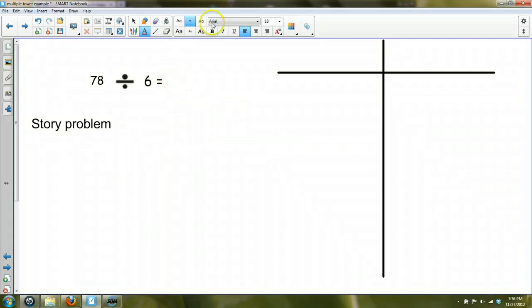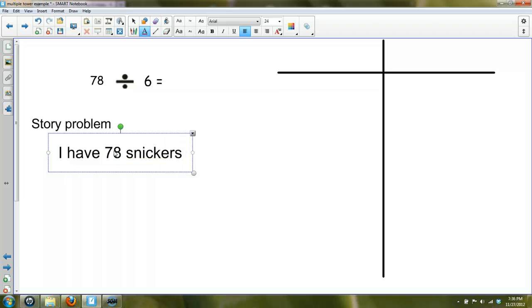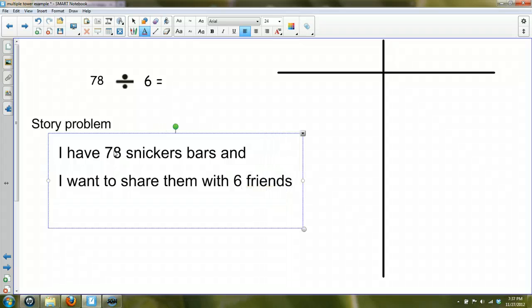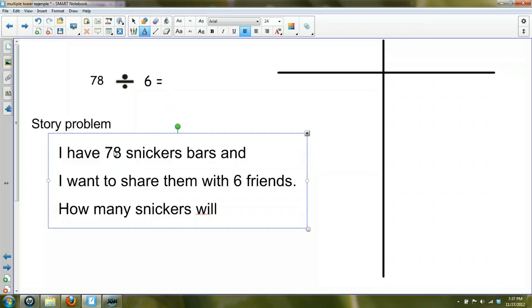I've got 78 divided by 6. So let's make a story problem so that this makes sense. I want to think of something that I'm going to share. So let's say that I'm sharing some Snickers bars. I have 78 Snickers bars, and I want to share them with 6 friends. How many Snickers bars will each friend get?